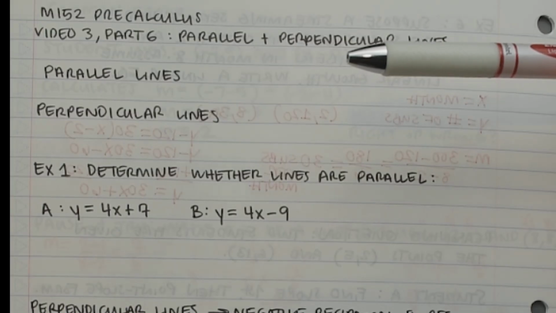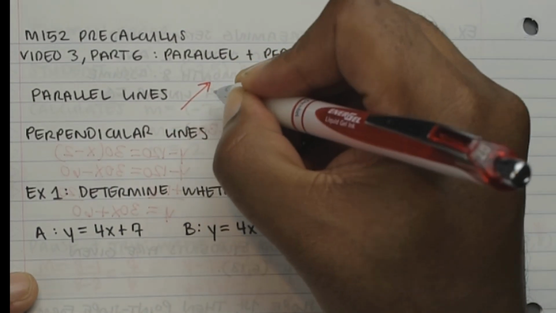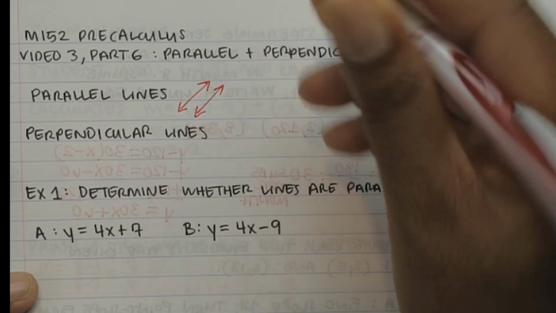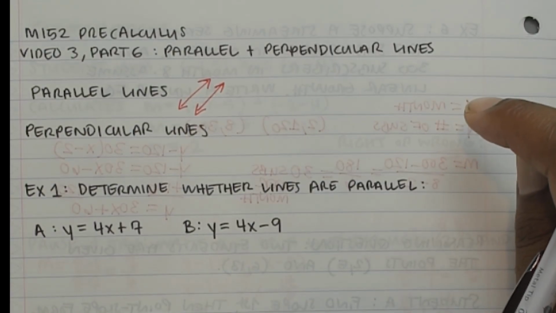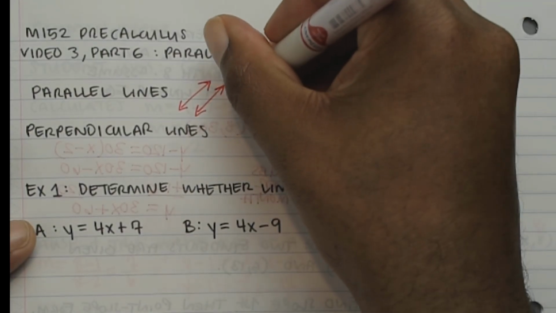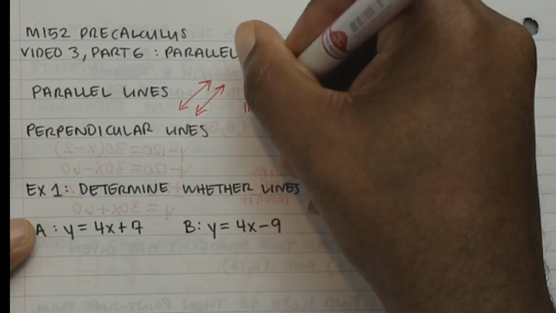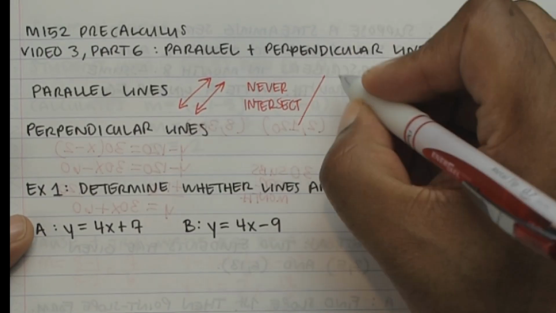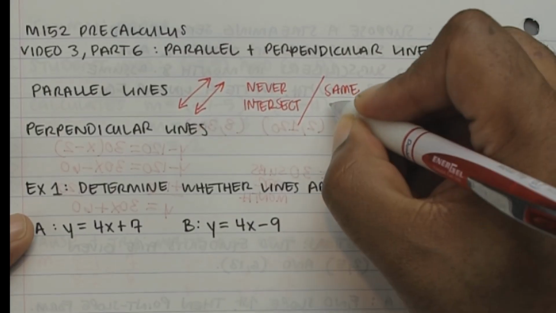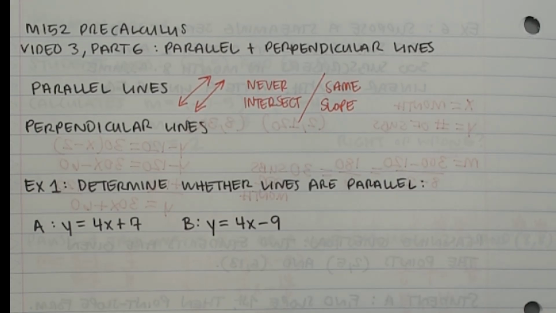Parallel lines have the same slope, as indicated by this drawing here. These two lines are parallel. Notice the slope is the same. They will never intersect. So parallel lines never intersect, and they not only never intersect, but they have the same slope. Because they rise or fall at exactly the same rate, they have the same slope.